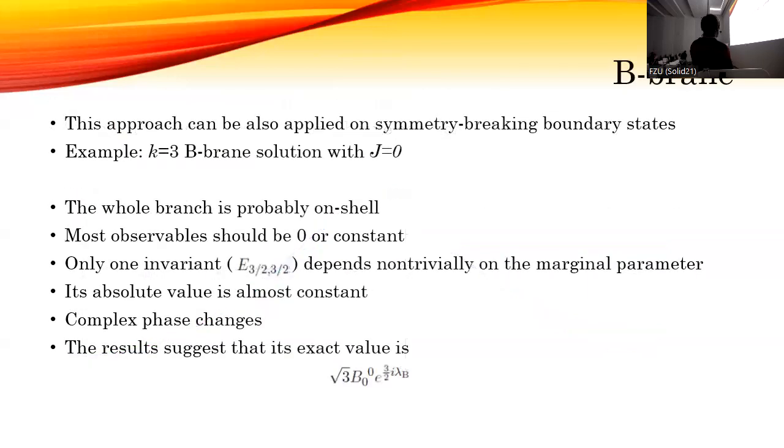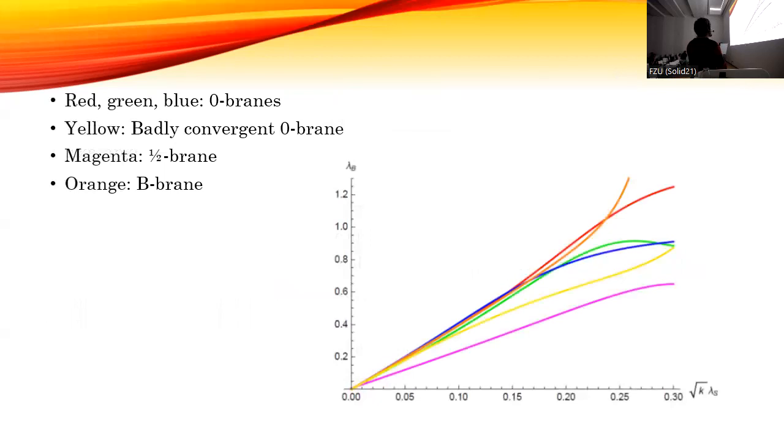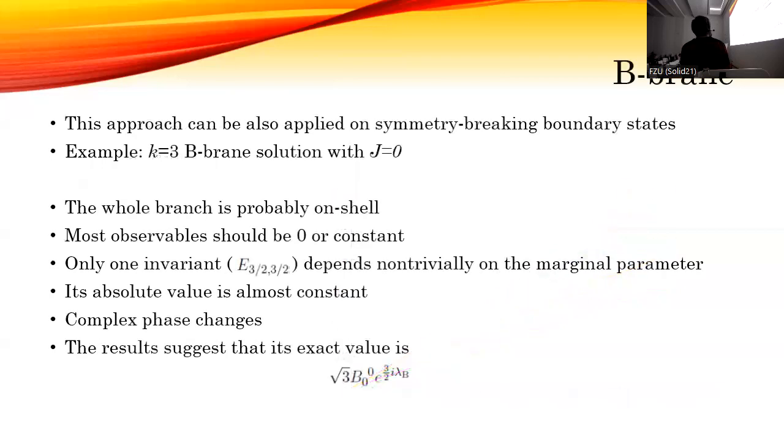What's interesting is that there is some coefficient, and if we choose this coefficient to be 3 halves, which is obviously related to the label of the invariant, then the boundary marginal parameter also agrees with the 0 brane. So there is a possibility that this B brane solution actually shares the same function as the 0 branes. Although I don't really have an exact interpretation of the boundary marginal parameters for the symmetry-breaking boundary states, the numerical results suggest that there could be a relation.